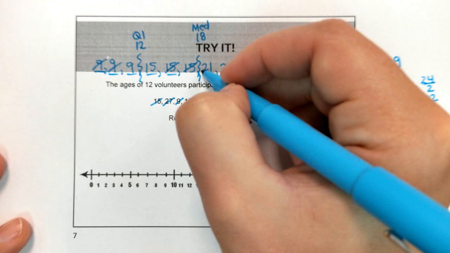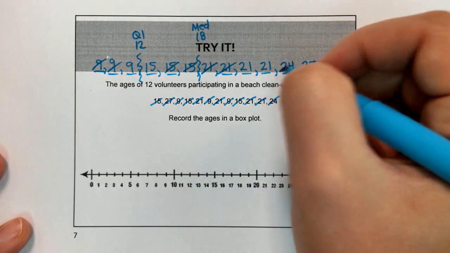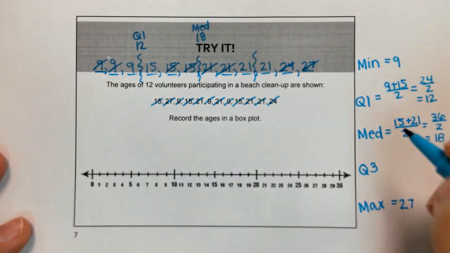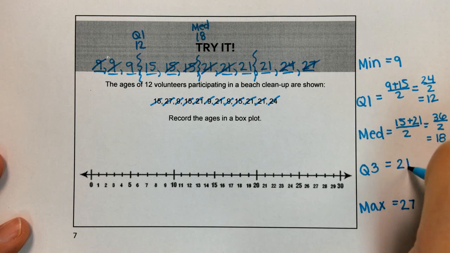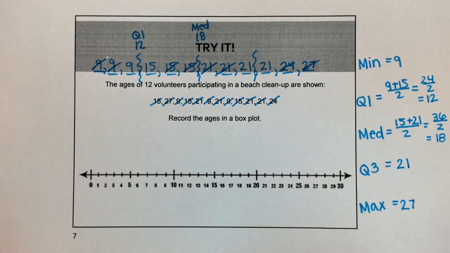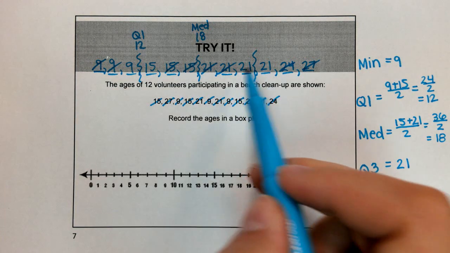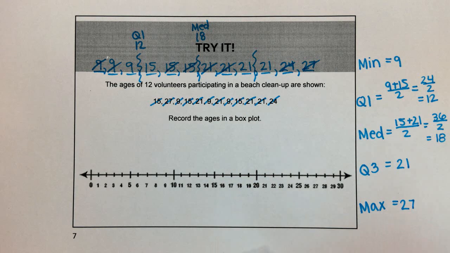And then quartile 3, left, right, right. I have 21 and 21. They're both the same number, so that means my quartile 3 is going to be 21. You can add them together. You get 42. 42 divided by 2 would just give you 21. So when you have the same number there, that value is just that number.